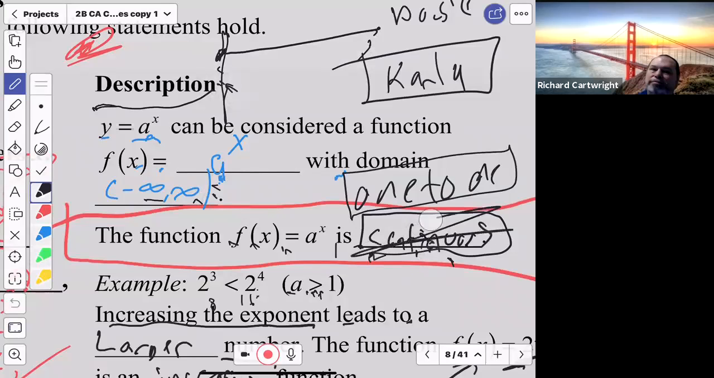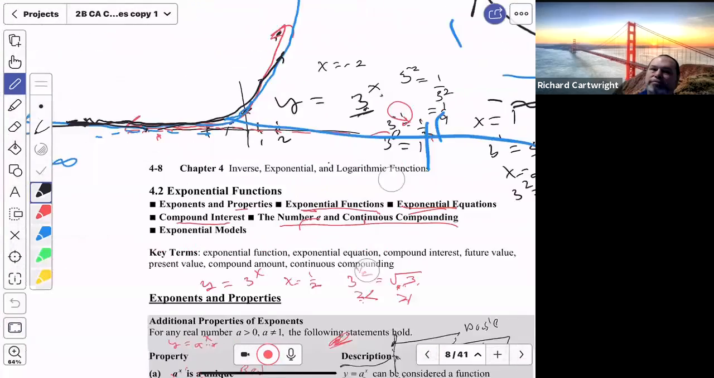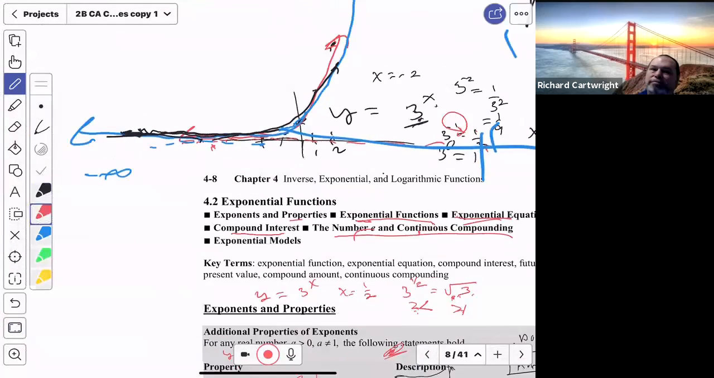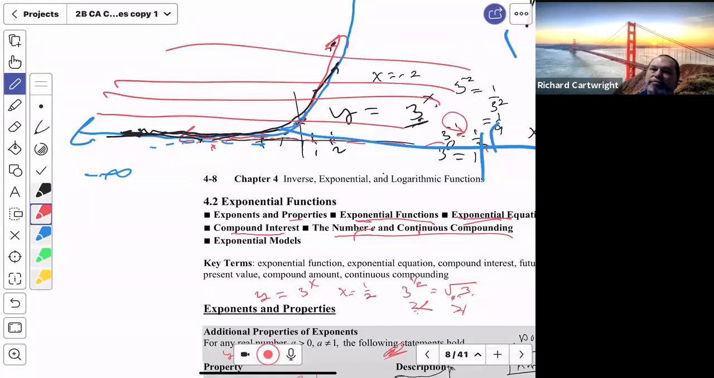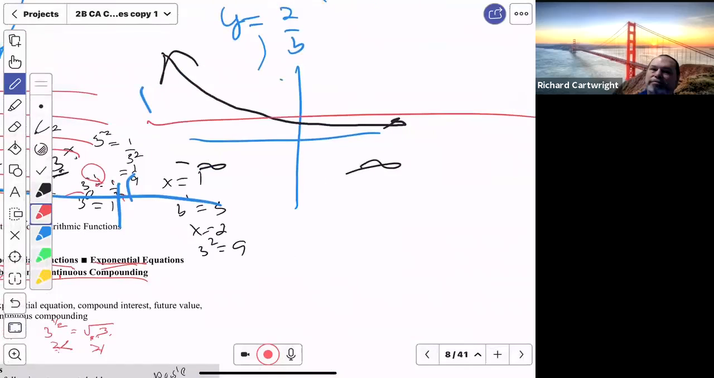You know what? Your answer has to be better. Is it 1 to 1? She says it is. Let's see. 1 to 1, the simple thing was a horizontal line test. Oh yeah, look at that. It is 1 to 1. How about the decay? Yeah, it's that one too.